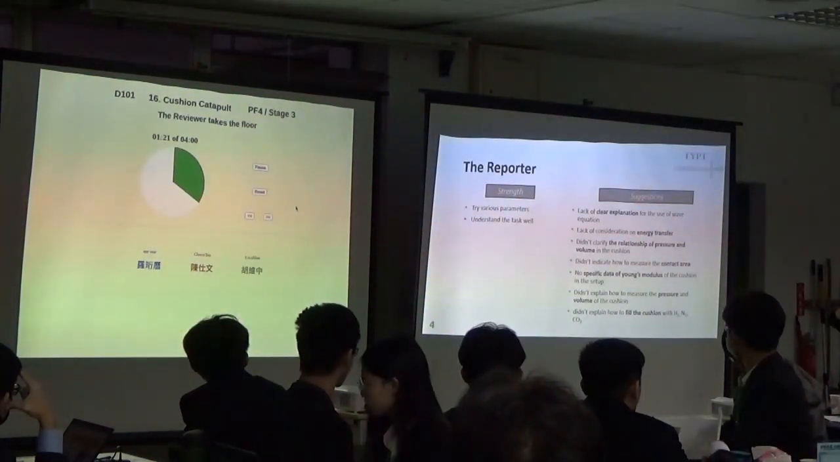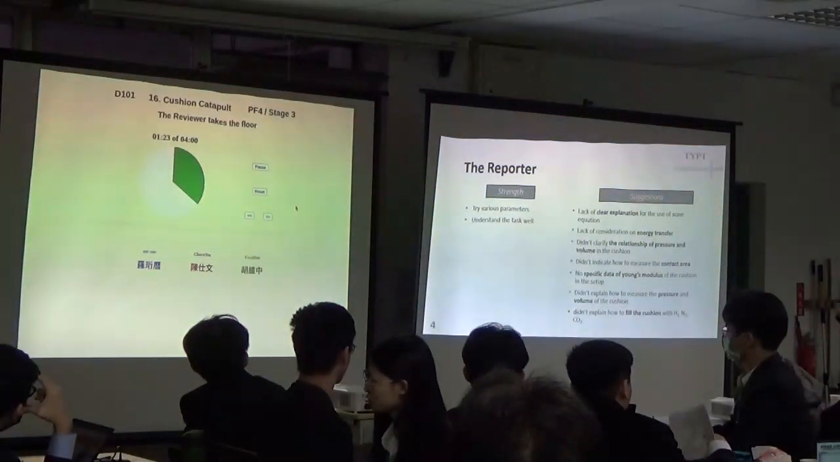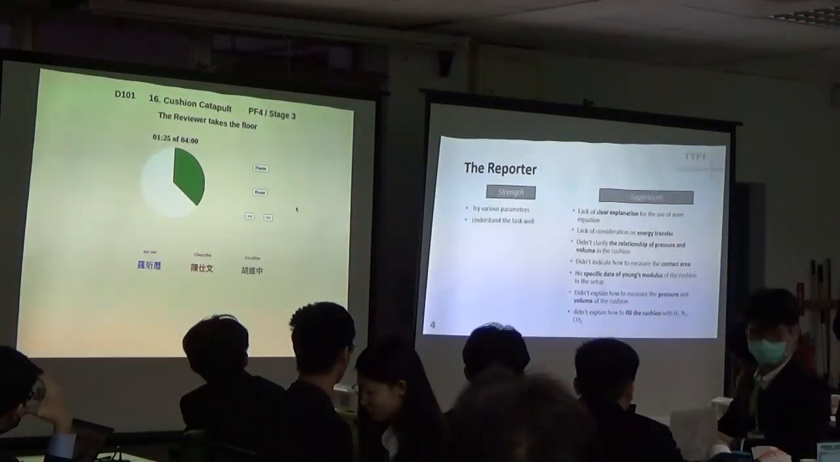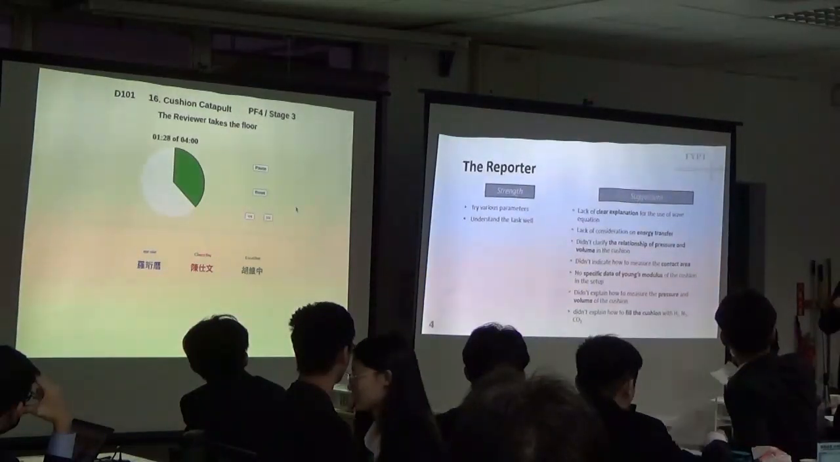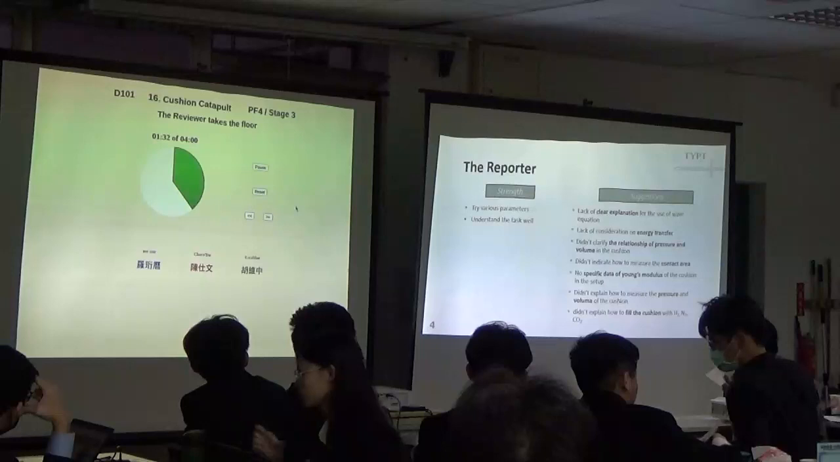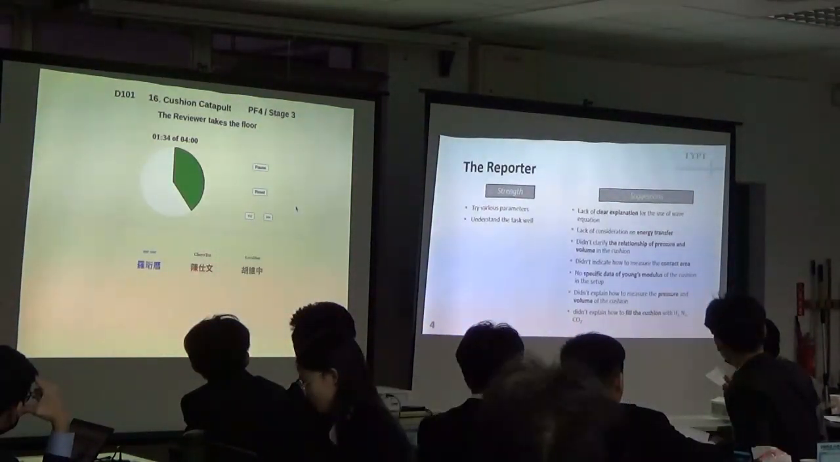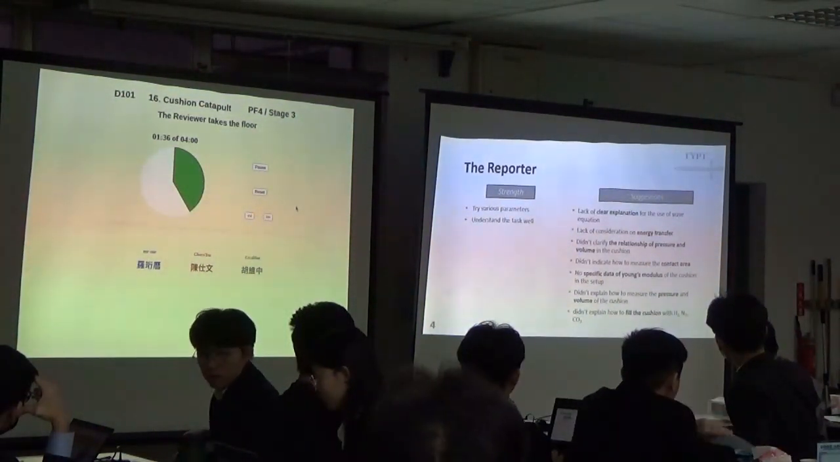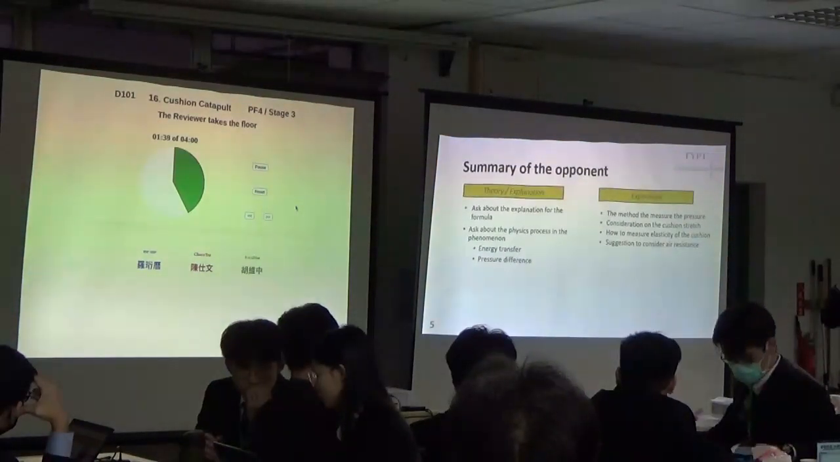And they didn't specify the data of Young's modulus of the cushion in the setup. So maybe they need to provide the data so that we can understand it more. And they didn't explain how to measure the pressure and volume of the cushion. And they didn't explain how to fill the cushion with H2, N2, and CO2. They only say that it's pure.